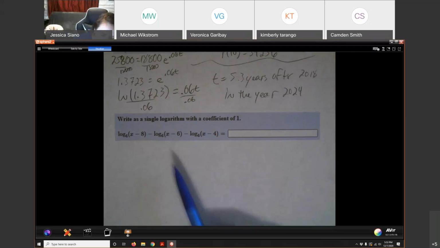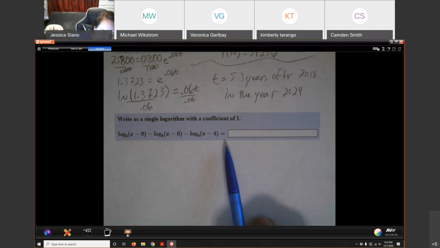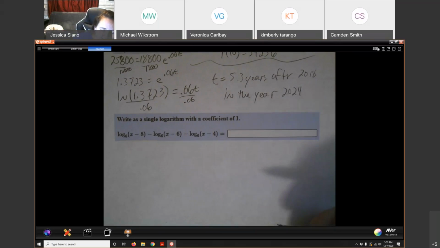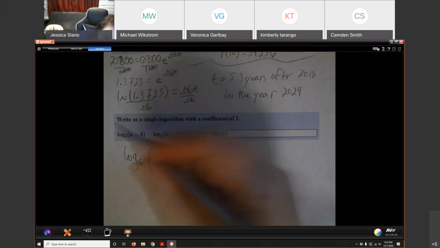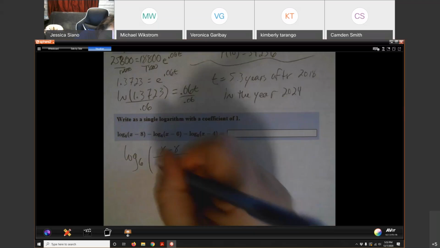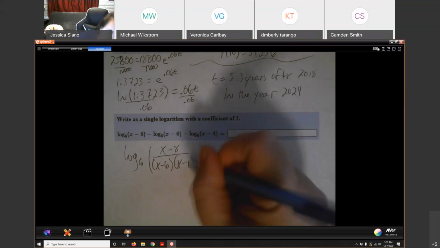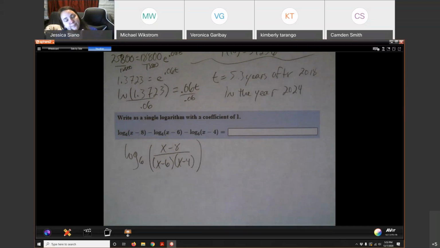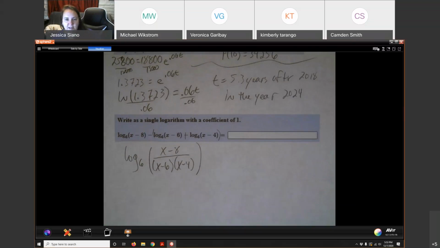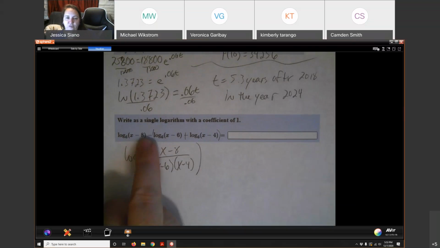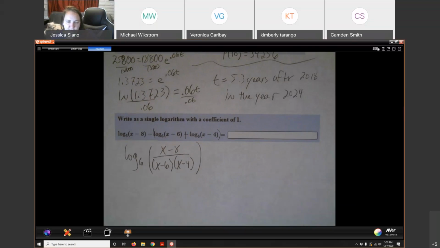All right, so here, when we're combining these logs, anything with a minus in front of it goes in the denominator, anything with a plus in front of it goes in the numerator. So this would be log base 6 of, and then x minus 8 in the numerator, x minus 6 and x minus 4 in the denominator. And you could also think of it like this, where these are being added and then the whole thing is being subtracted if you GCF out the negative, if you're having a hard time thinking about it that way. Or you can just remember anything with a positive goes in the numerator, anything with a negative goes in the denominator.